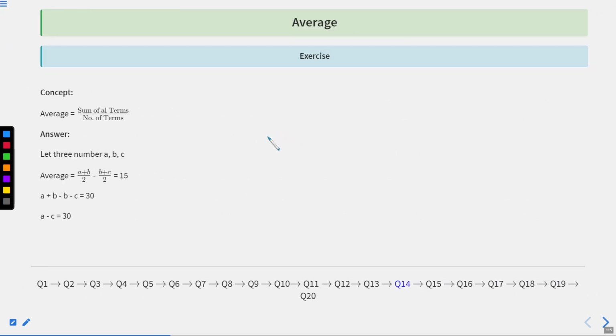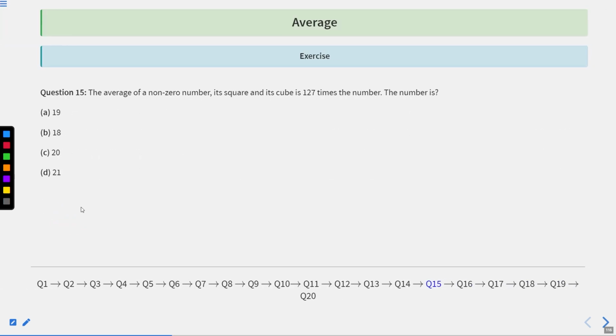The formula that will be useful here is average equal to sum of observations upon number of observations. So let us suppose the three numbers A, B, C. So the average is equal to (A plus B) upon 2 minus (B plus C) upon 2, and it is equal to 15. So on simplification, we have A plus B minus B minus C equal to 30, and it is A minus C equal to 30. That's exactly what we want to compute, and the answer will be 30.